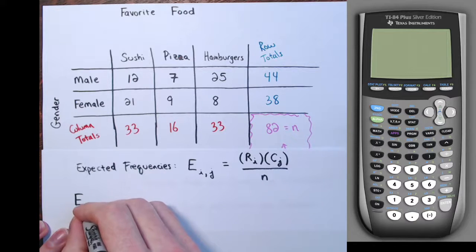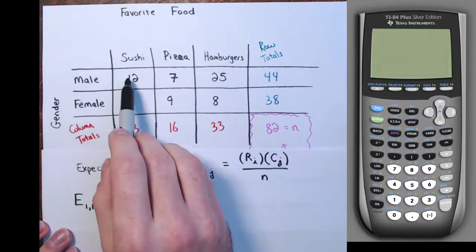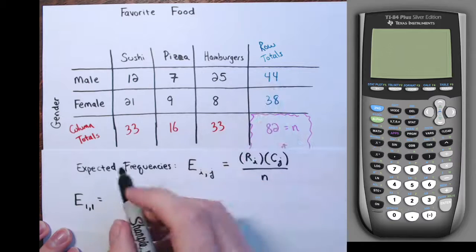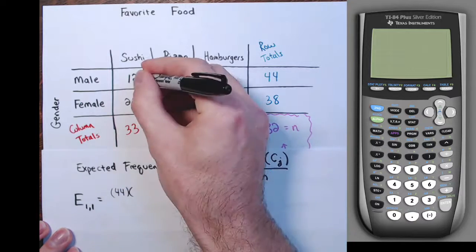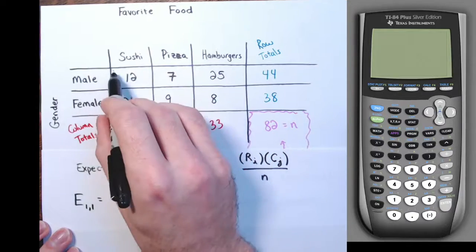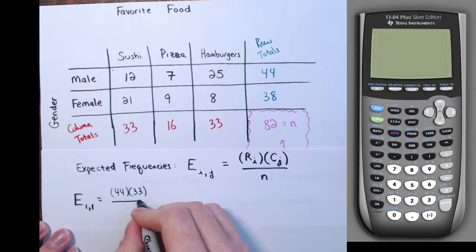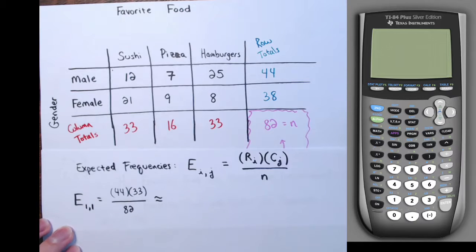Right, so the expected frequency for the first row, first column, that's males that have sushi as their favorite food, would be the row 1 total, which is 44, multiplied by the column 1 total. So again, I'm in row 1, column 1. So row 1 total times column 1 total divided by the total sample size, right, divided by 82. And again, they're asking us to use these expected values rounded to 1 decimal place.